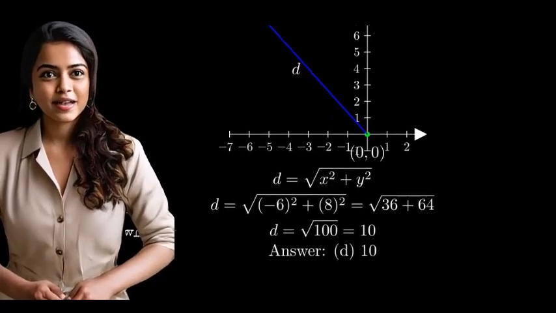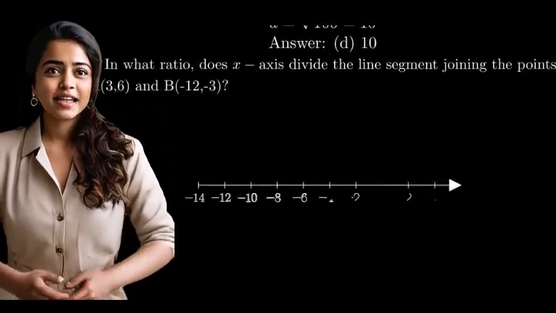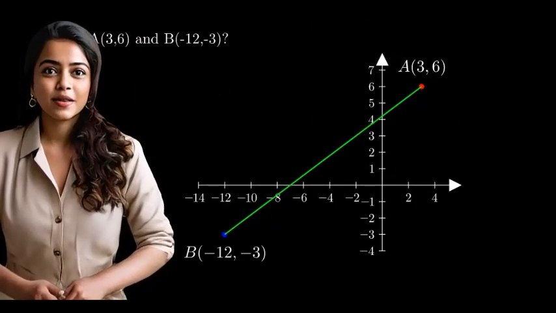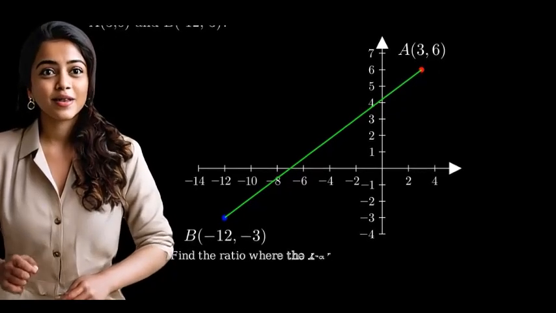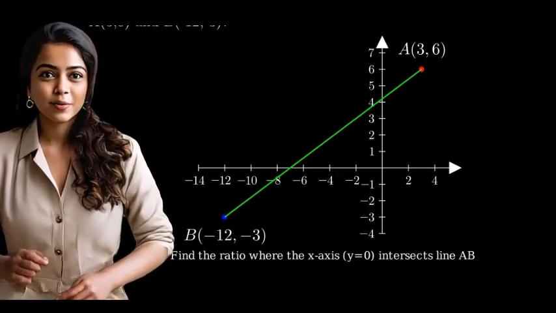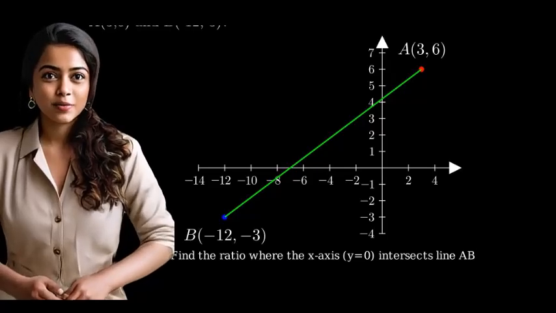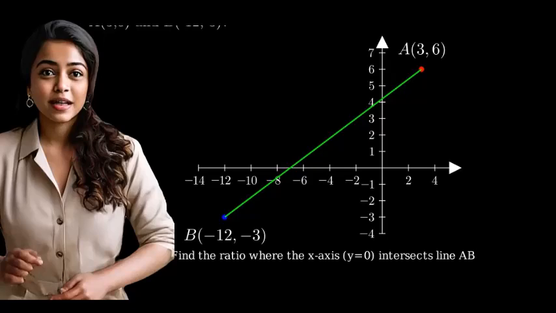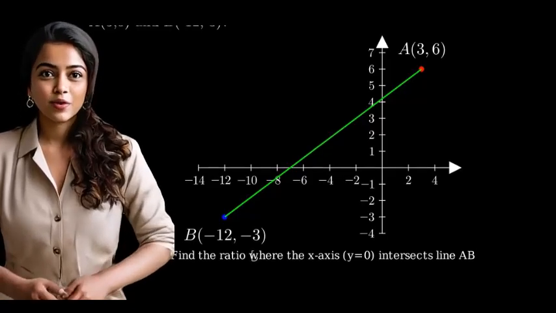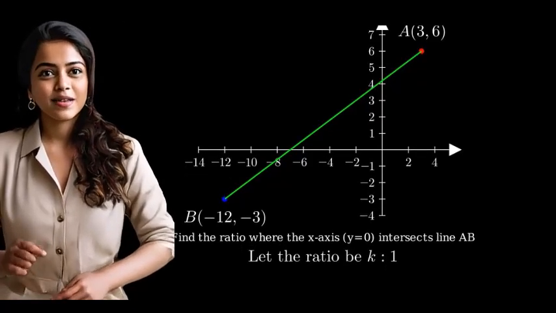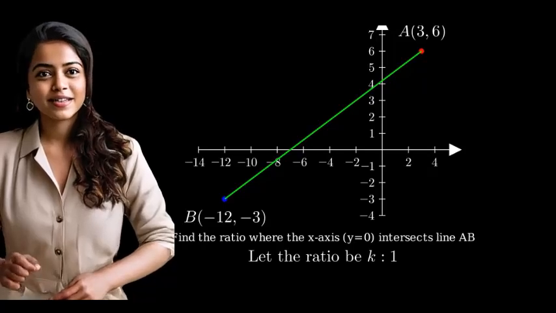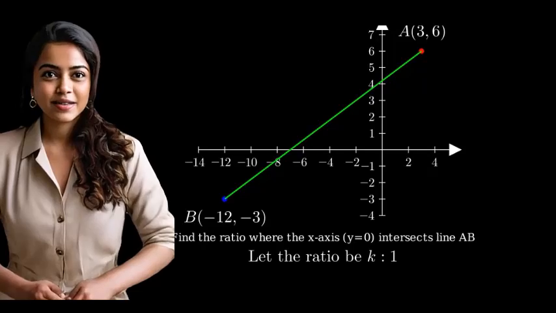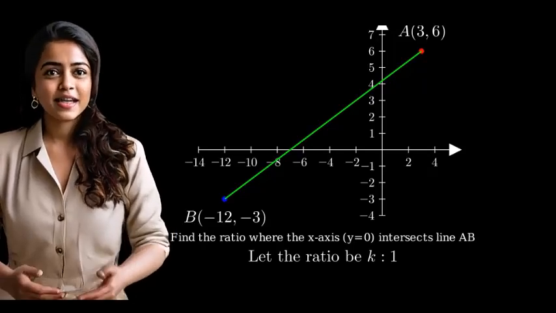Question 4 asks, in what ratio does the x-axis divide the line segment joining the points A(3, 6) and B(-12, 3)? To solve this problem, we need to find the ratio in which the x-axis, where y equals 0, divides the line segment joining points A(3, 6) and B(-12, 3). Let's denote this ratio as k:1, where k is what we need to find. If the x-axis divides the line segment in the ratio k:1, then the point of intersection has coordinates (3 plus k times -12, 3) over k plus 1, 0.